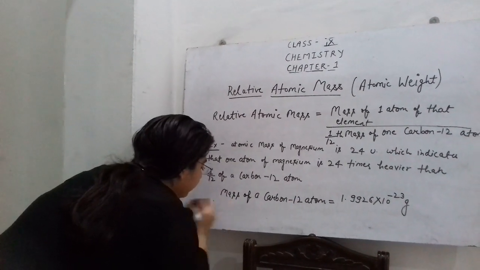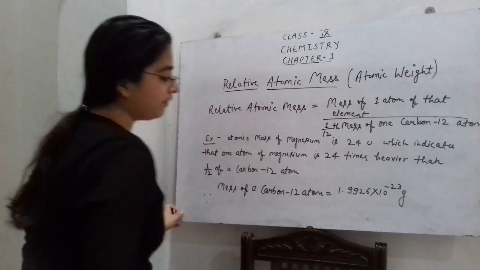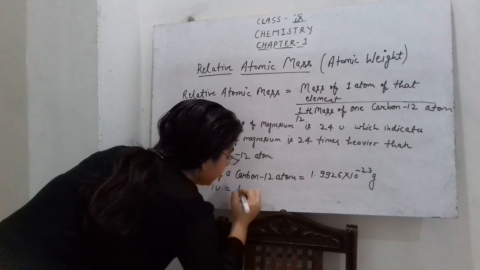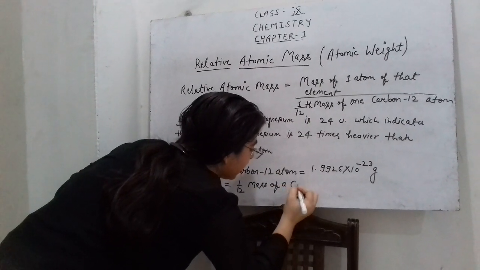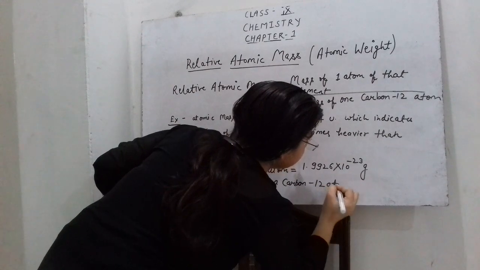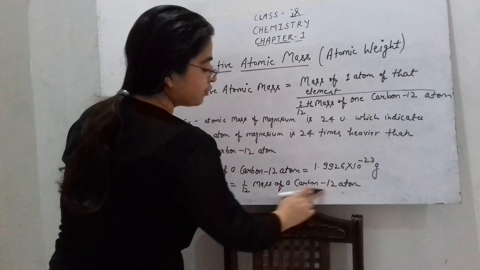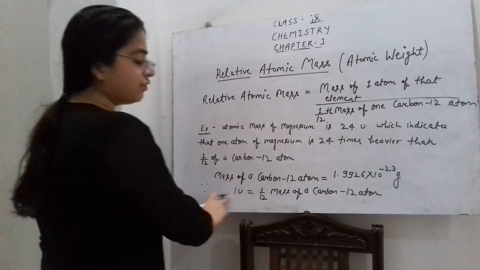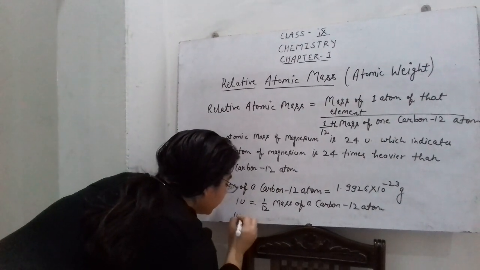And also we have learned in the previous part of the video that 1 unit is equal to 1/12 of the mass of a carbon 12 atom. So when we divide the mass of a carbon 12 atom by 12, then we will get the value of 1 unit. You can see here only 1 unit.